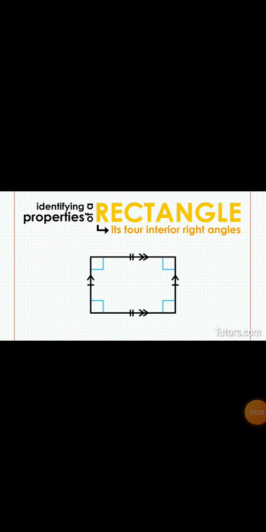Okay, so let us see what is a rectangle. Here, all the properties of parallelogram apply. Opposite sides are equal in length. Opposite sides are parallel to each other. Additionally, we have all four angles as right angles for a rectangle.